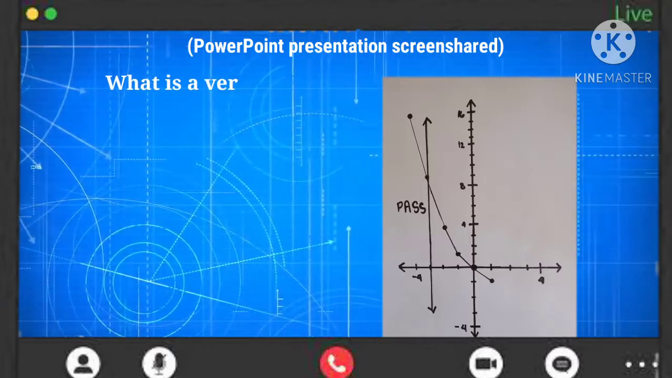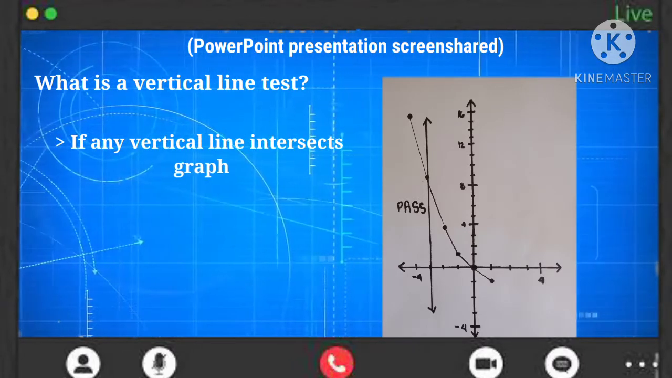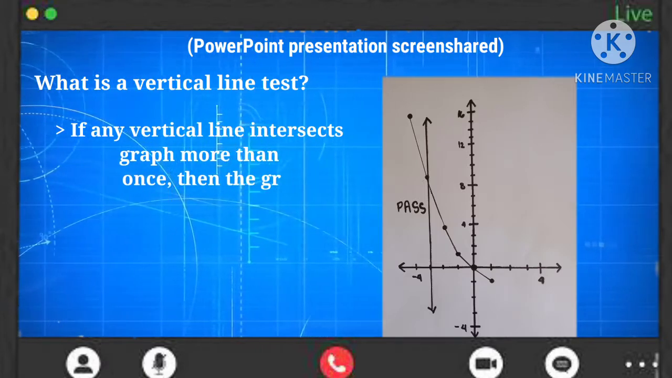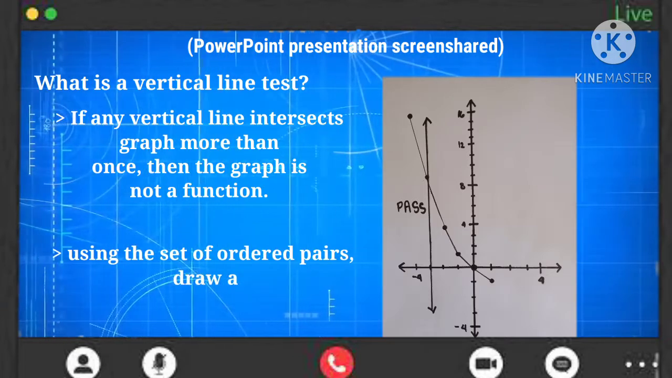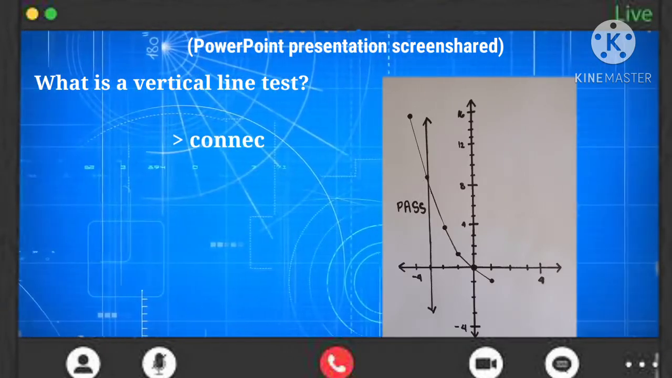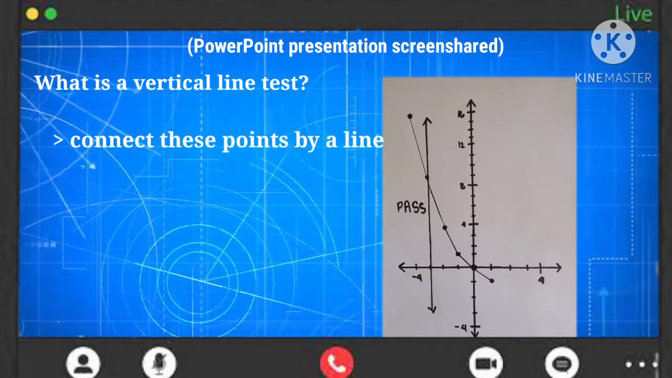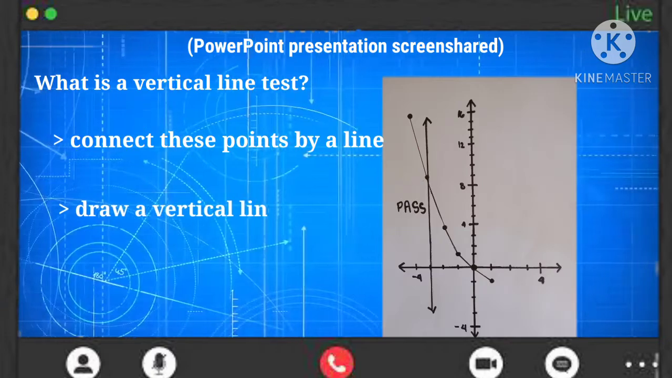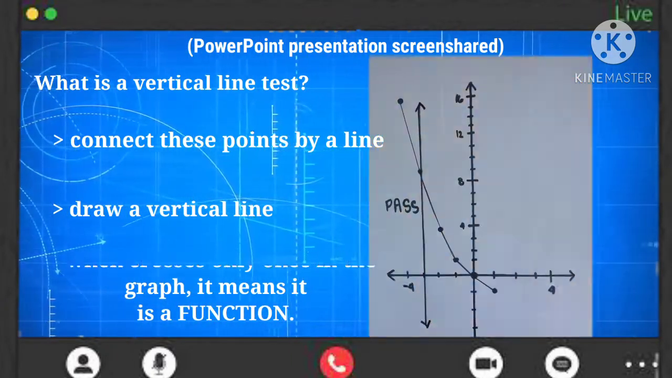What is a vertical line test? If any vertical line intersects the graph more than once, then the graph is not a function. By using the set of ordered pairs, draw a Cartesian plane and locate the points. Then, connect these points by a line. In order to determine if it is a function or not, draw a vertical line. When it only crosses once in the graph, it means that this is a function.